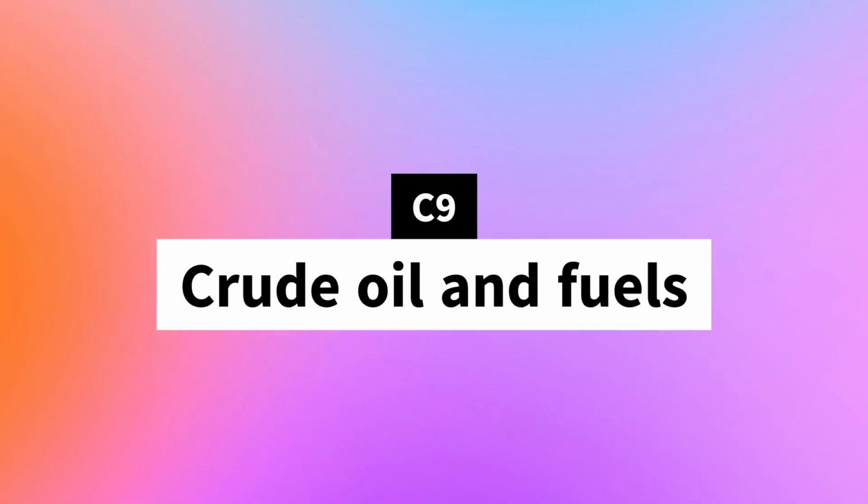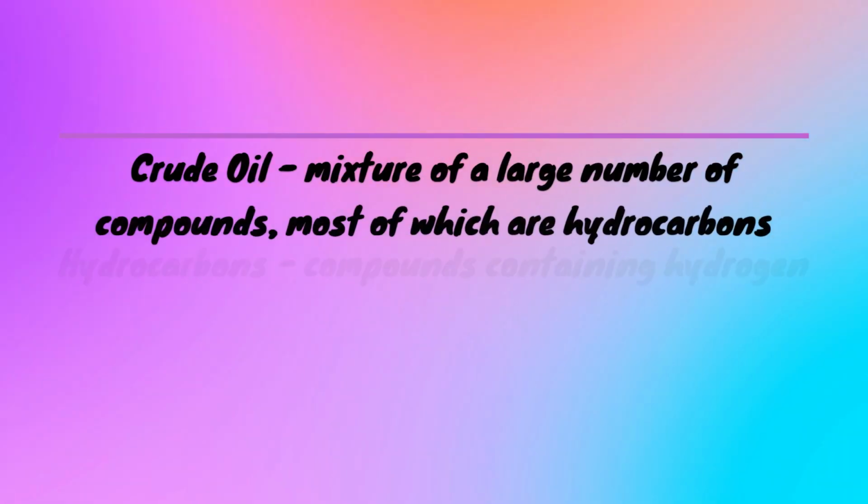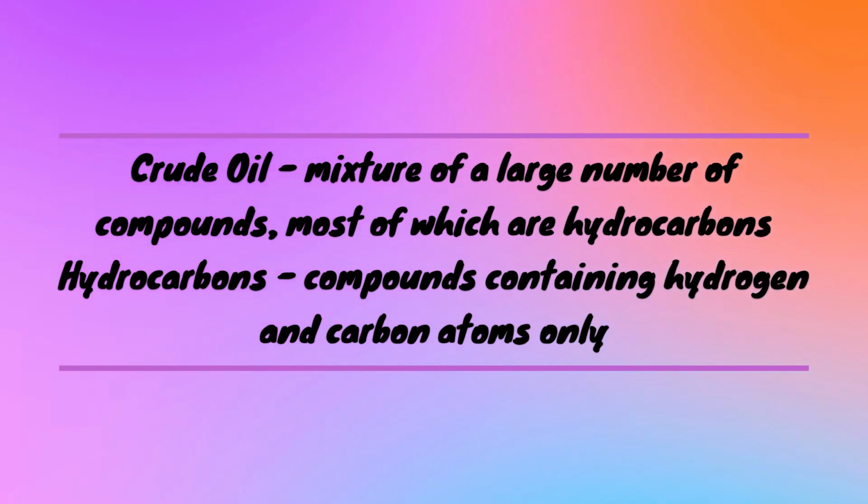Okay, so C9 is all about fossil fuels and their combustion. So we're going to start with crude oil. Now, crude oil is a mixture of a very large number of compounds. The large majority of these compounds are hydrocarbons, which are molecules made up of hydrogen and carbon atoms only. So crude oil is basically unrefined fossil fuels, and we need to know about its formation.